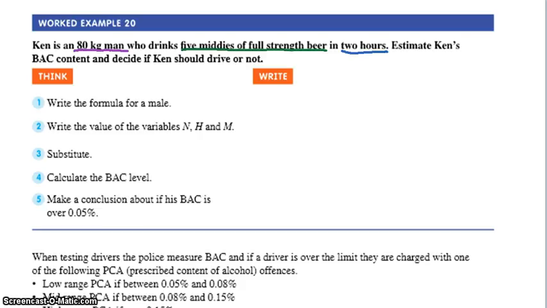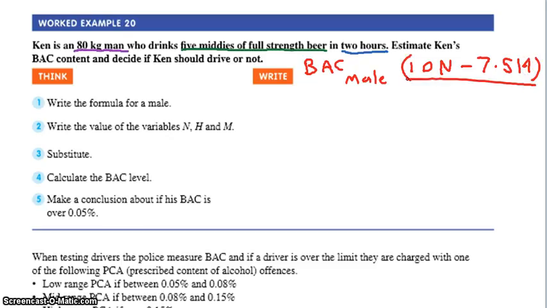First thing we've got to do, same with anything algebraic where we've got given a formula, please write down the formula first. So we are doing BAC male. What's my formula for the BAC male, please? 10N minus 7.5H over 6.8M.